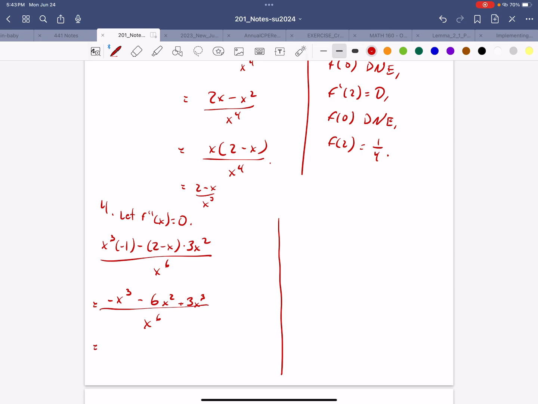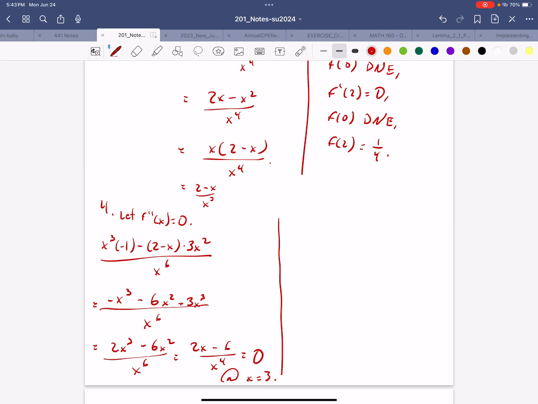And that equals 2x cubed minus 6x squared all over x to the sixth. And then at this point, let's factor out an x squared. So we get 2x minus 6 all over x to the fourth, and we're going to let that equal 0. And I think you can see that equals 0 at x equals 3.